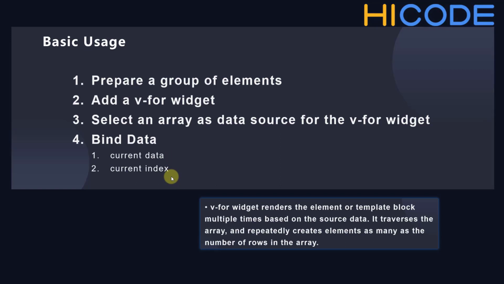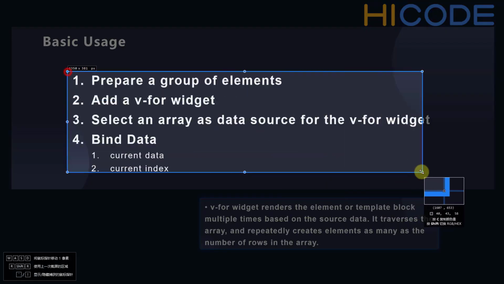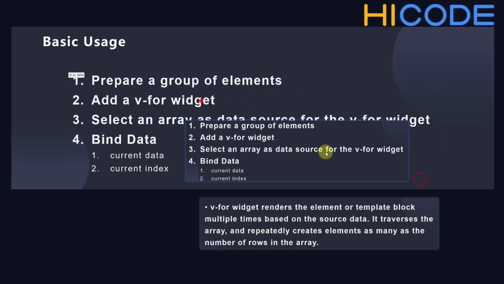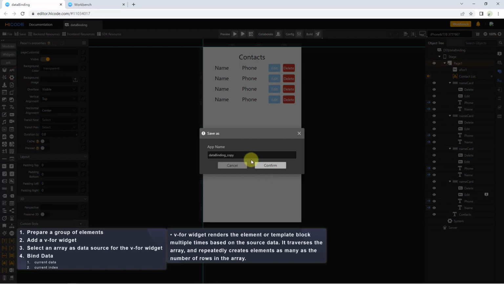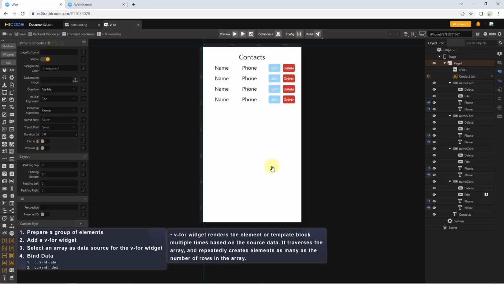Let's go to the editor to make it clear. This is where we left off in the last session. I'm going to create a copy of this project. Click File and Save As. Name it V4 for the new session. And we can close the previous one.